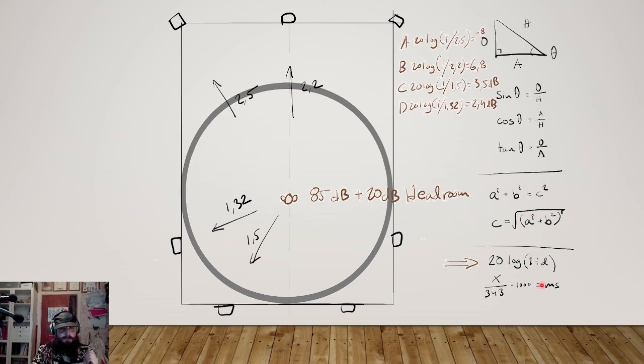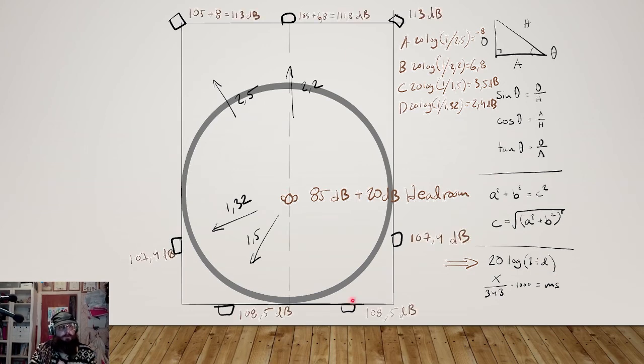So write 20 log parentheses 1 divided by the distance, the hypotenuse, from your position to the speaker. This applies to, of course, monitoring, but it also applies to live sound or whatever. And then you get the dB loss. So in order for our position to read the correct numbers, the left and right speaker must be able to produce no less than 130 dB.